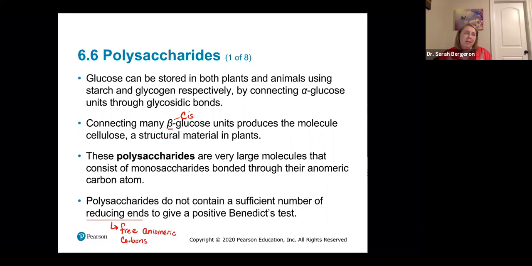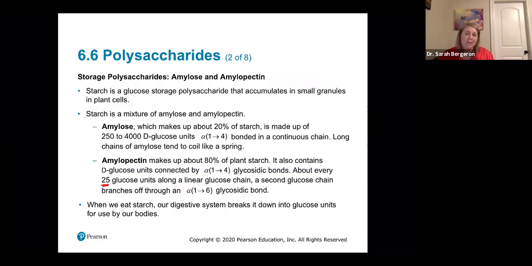But when we talk about polysaccharides, right, they're in such a long chain. There are so many of them that you only have the very ends that are reducing ends. And remember, a reducing end means that you have a free anomeric carbon. So that carbon that's attached to two oxygens. And so because the large portion of the molecule is all connected, because they're really, really long chains, even though you do have reducing ends, you're not going to get a positive Benedict's test. All right, so let's talk about these in a little more detail.